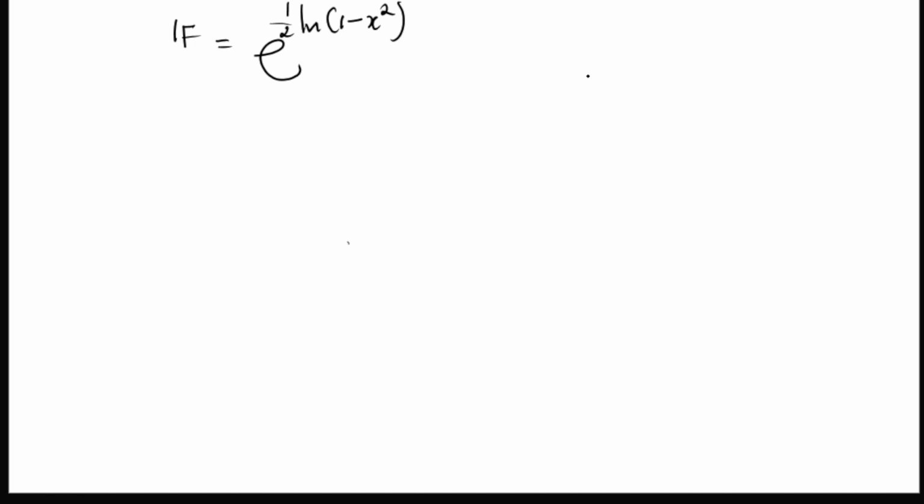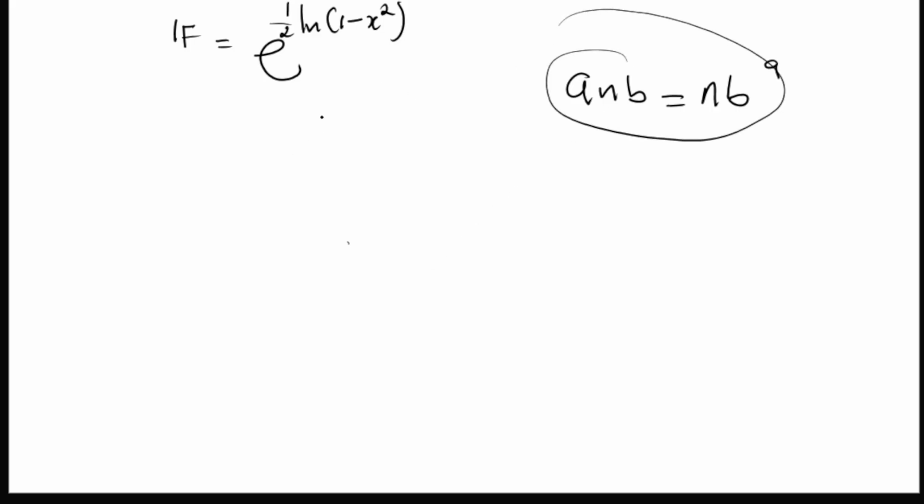What's the concept? The concept is very simple. The concept says if you have a ln b, your a ln b can also be represented as ln b raised to the power of a. Apply this concept here. If you apply this concept here, you simply have your if to be equal to exponential of ln of 1 minus x square raised to the power of 1 over 2. Are we together?